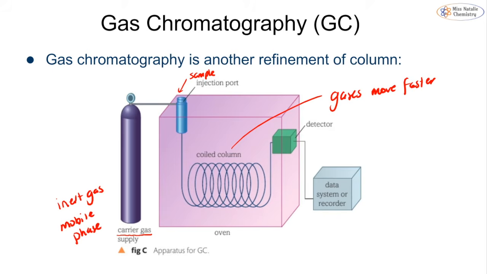So we have this column being coiled to give us more and more distance for them to travel, so that we get better separation. So they'll pass through the column that will be coated with the stationary phase, and depending on their affinity for the stationary phase and the mobile phase, we will get a separation. Once the different components are then passed into the detector, they'll be passed through to the data system or the recorder to determine which component it is.